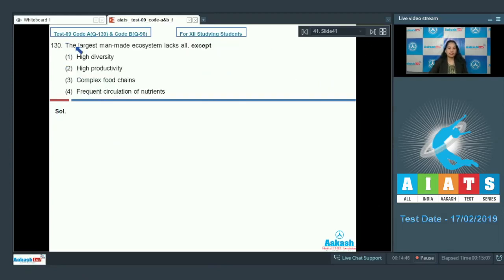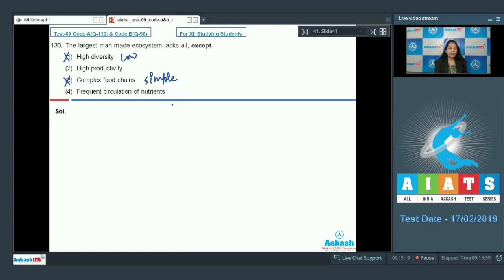Question number 130. The largest man-made ecosystem lacks all except: first option, high diversity; second, high productivity; third, complex food chains; fourth, frequent circulation of nutrients. The largest man-made ecosystem is the agro ecosystem or the agricultural ecosystem. It has low diversity, so this option is ruled out. Complex chains, no, it has simple food chains, so this option is also ruled out.